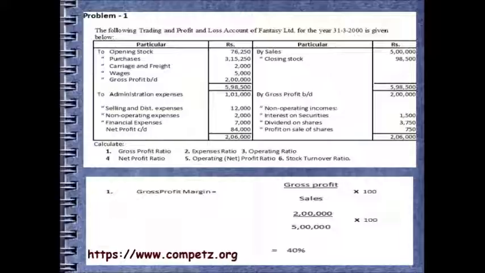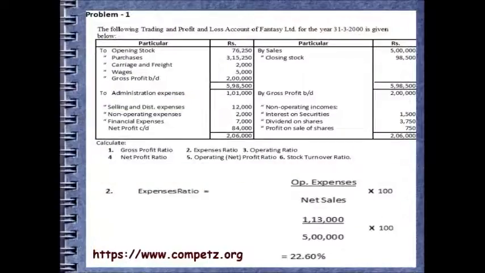So what is your gross profit? The gross profit in the trading account you can see in debit side, that is 2 lakhs. So 2 lakhs divided by sales. So what are your sales? What is the amount of sale? That is your 5 lakh. You can see in the trading account credit side by sales, that is 5 lakhs. So 2 lakhs divided by 5 lakhs multiplied by 100 to get percentage. So 40% is your gross profit margin.